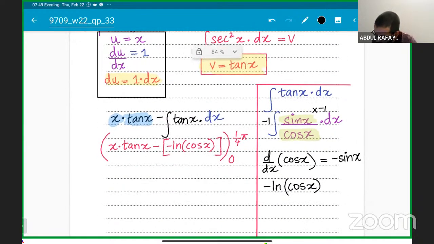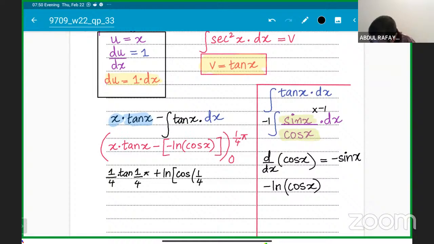So when I put 1 over 4 pi, I'm going to get 1 over 4 pi times tan 1 over 4 pi. There will be no indefinite integrals. The values are given, we'll put that. So 1 over 4 pi times tan 1 over 4 pi plus ln times cos 1 over 4 pi. Minus minus, I added it, plus ln cos 1 over 4 pi. Is everyone got this, guys?